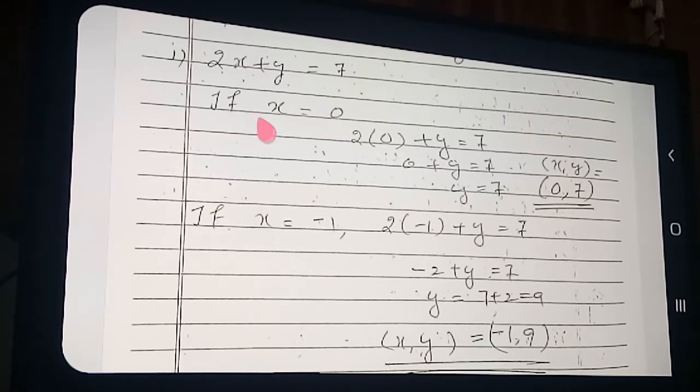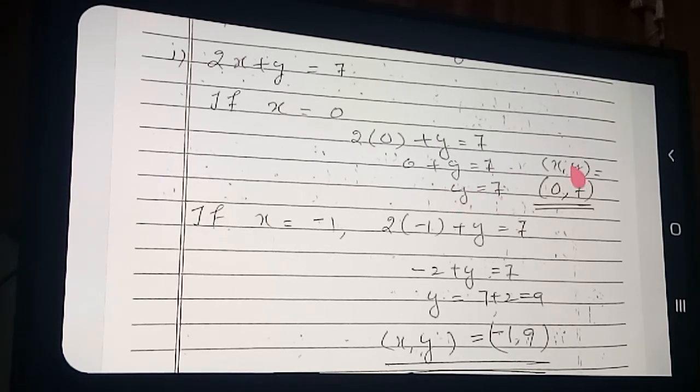So here you see, how many solutions do you want to find out? 4 solutions. If x is equal to 0, I have simply given one value. There is no doubt, you can give any value. You can give 100, you can give 200. Then for the corresponding value of x, you will get the value of y. So here I have given x is equal to 0. Apply this 0 in the equation: 2 into 0 plus y equal to 7. Any number into 0 is 0 only, plus y equal to 7. Therefore y equal to 7.